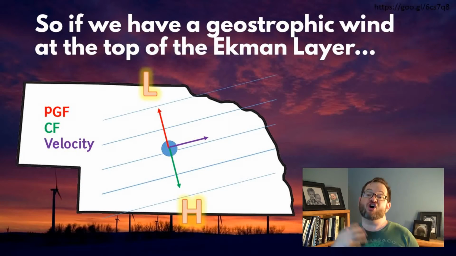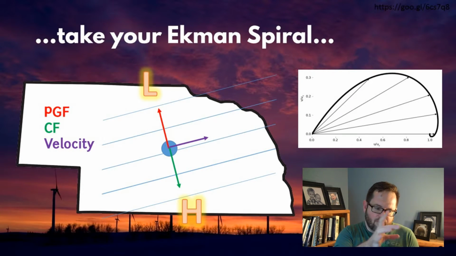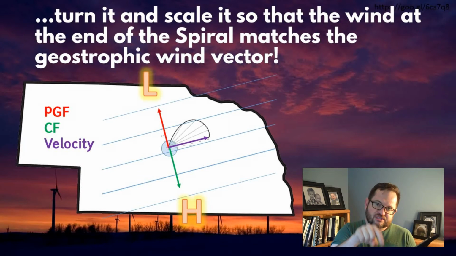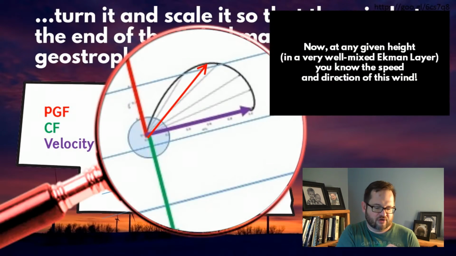Now, applying this in a kind of thought process way is not so bad. I just swiped a slide from the geostrophic wind lecture here, and let's say we're talking about winds up in the free atmosphere that are geostrophic. I've got a wind vector that is parallel to the isobars with low pressure to the left, high pressure to the right. In a thought process sort of way, I'm taking my little Ekman spiral diagram and moving it so that the origin of the spiral is on my air parcel. I'm going to turn it and scale it so that the end of the Ekman spiral matches up with my geostrophic wind vector. Here, I'll zoom in using my little magnifying glass.